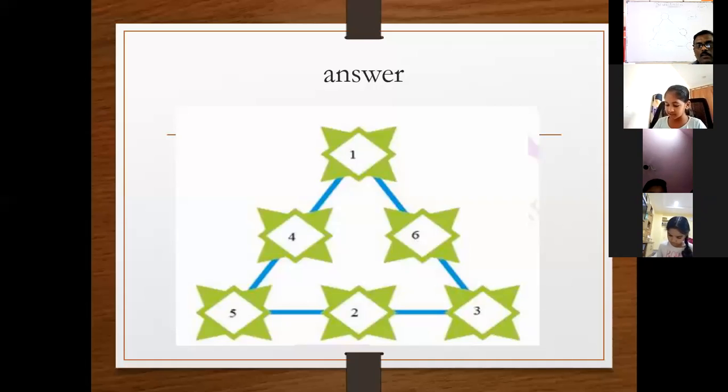The correct answer is there on the screen. You can copy those if you have not completed. As I said, you will have many options. There will not be one solution. You will have different solutions. Based on how you think, you will get the answers.